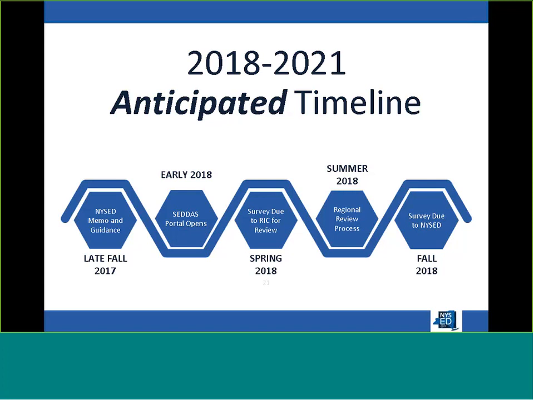A lot of this is going to be up to local control. But the final deadline when all surveys are due to NICED is October 26th. So that's important to note, to work backwards and set your regional goals.